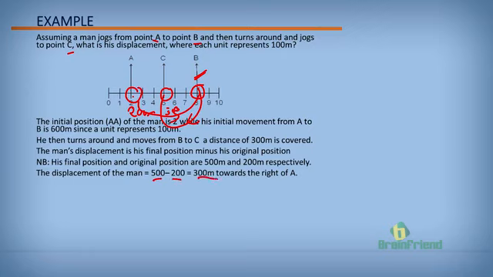And we said also that displacement is a vector quantity. You can't tell me the displacement of an object without telling me its direction. The man moved in the direction towards the right of A. This is the right of A.